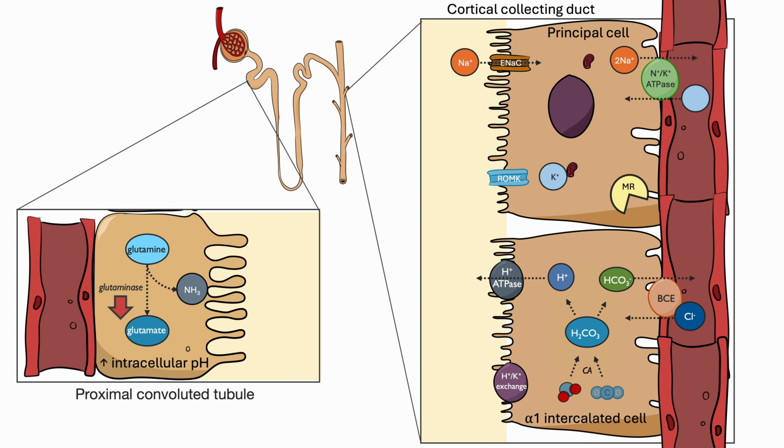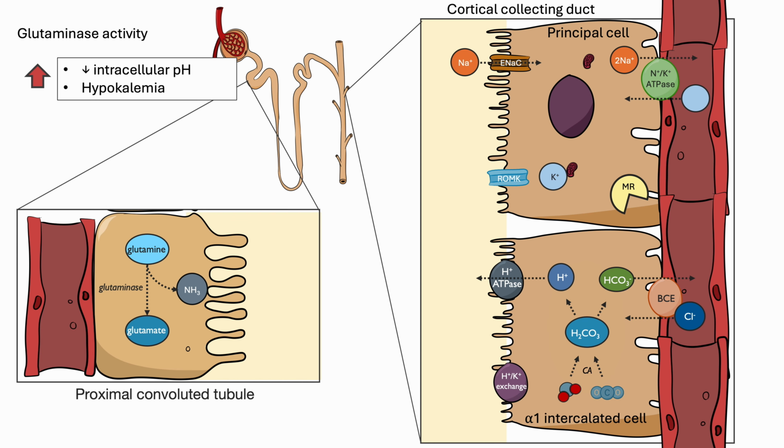Interestingly, low intracellular potassium concentrations stimulate glutaminase activity. Likewise, high intracellular potassium concentrations will inhibit glutaminase. These mechanisms are relevant when we discuss the relationship of potassium and acid-base status and renal tubular acidosis disease mechanisms.